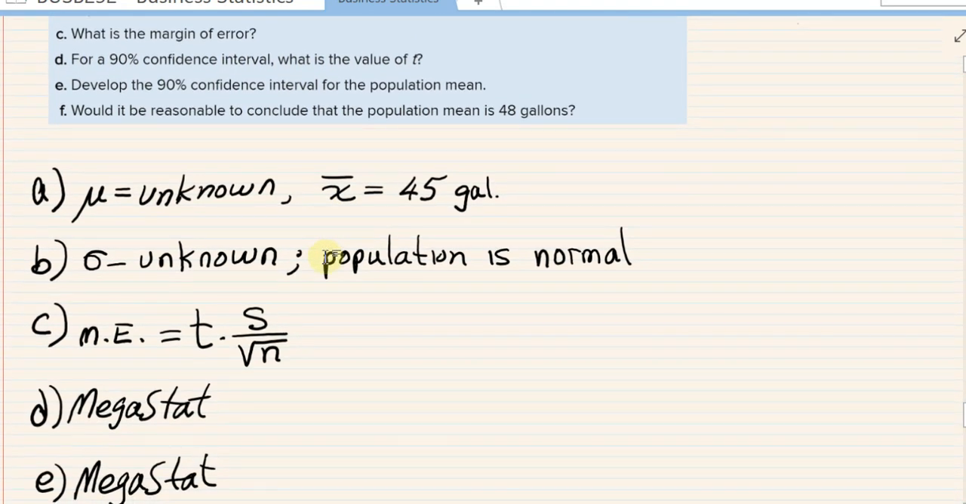That's why parts D and E are going to go to MegaStat. So again, I'm going to pause this and we're going to go to MegaStat. Okay, so remember, x bar is 45, sample size 16, and standard deviation is 20. Our confidence level is 90%. So let's go to MegaStat in Excel.